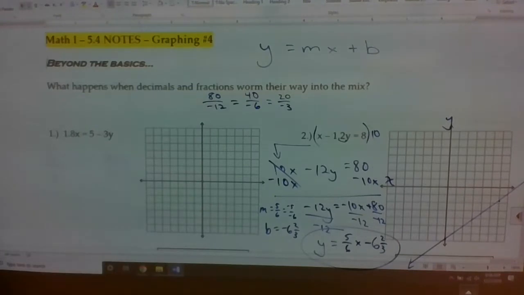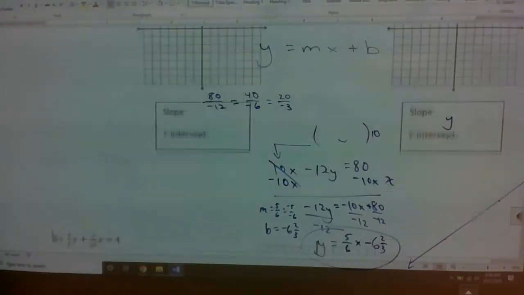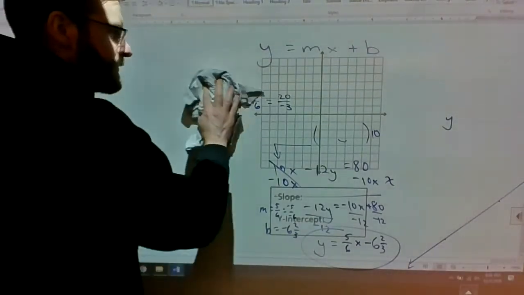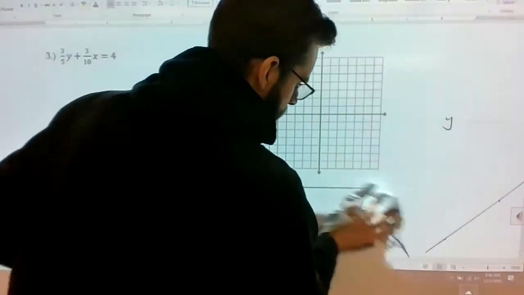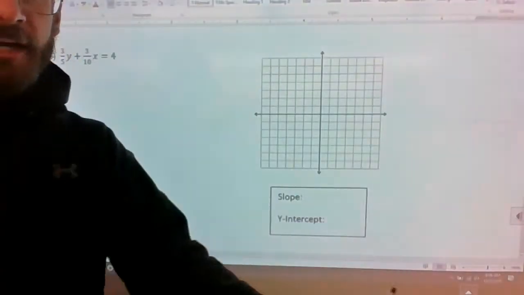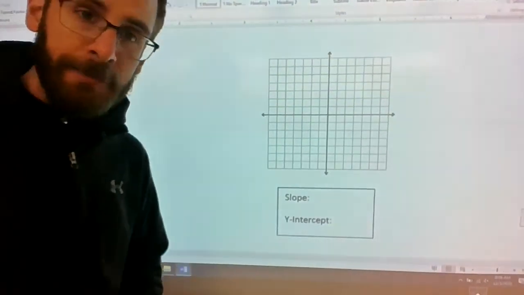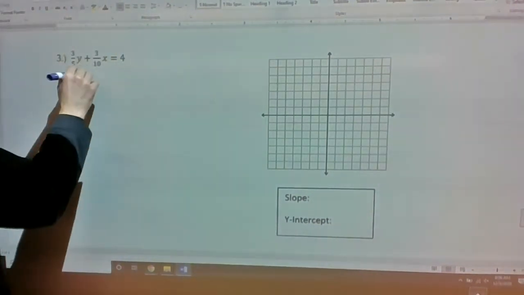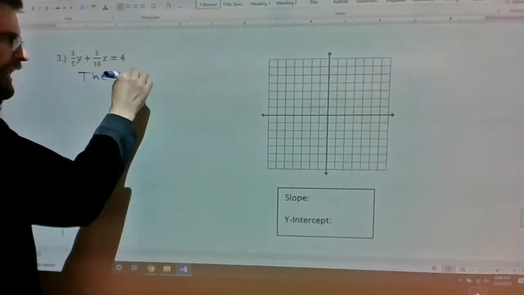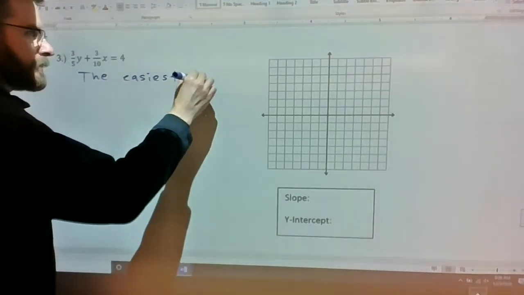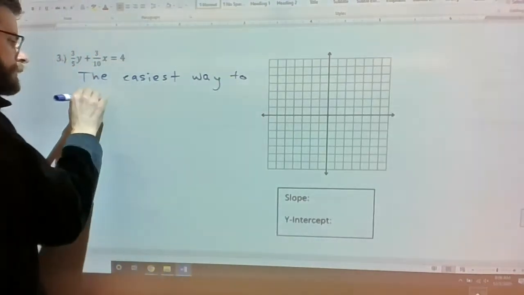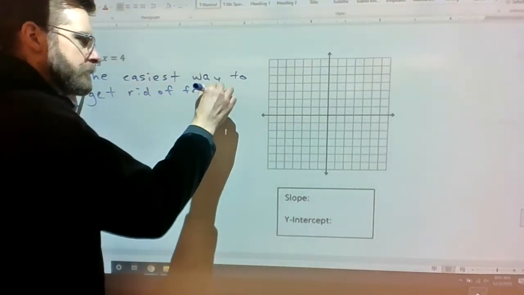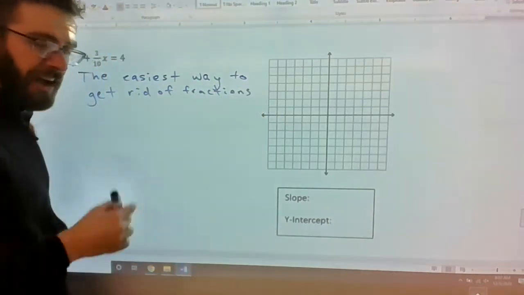Let's check out number 3. Oh boy. We got fractions too. Now, we dealt with these fractions a lot back in the solving equations chapter and a little bit with the solving inequalities as well. The easiest way to get rid of fractions in an equation is to find the common denominator.